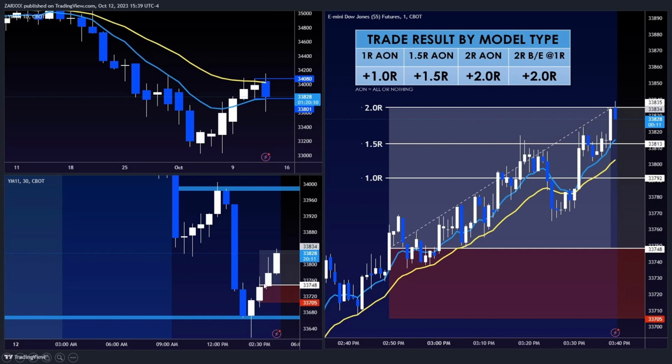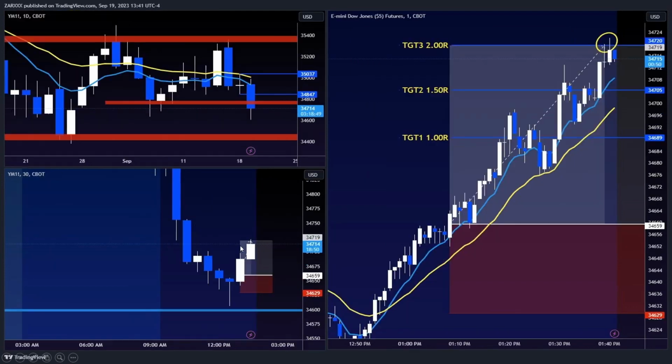Now, I actually took this one a little bit later again. This could have been taken above this candle. I decided to wait again for more of a confirmation, and it worked out obviously exceptionally well. Another example. This one's a little bit different.